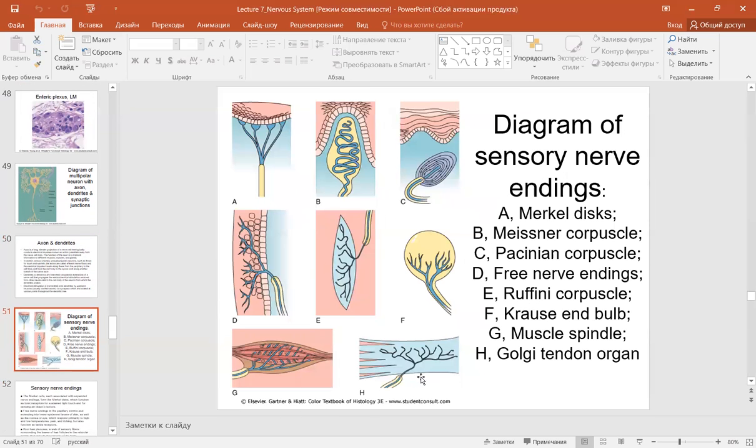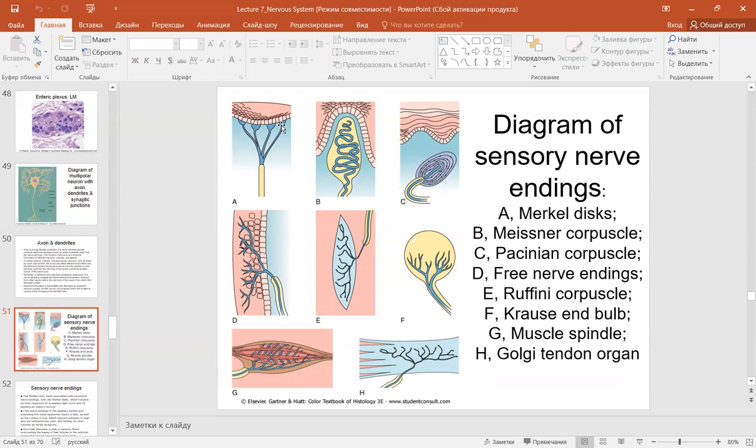Here you see the diagram of sensory nerve endings. Either can be axons or dendrites, depending on the signal entering the cell body from the periphery, giving information about what is happening around the organism and what is happening inside it.